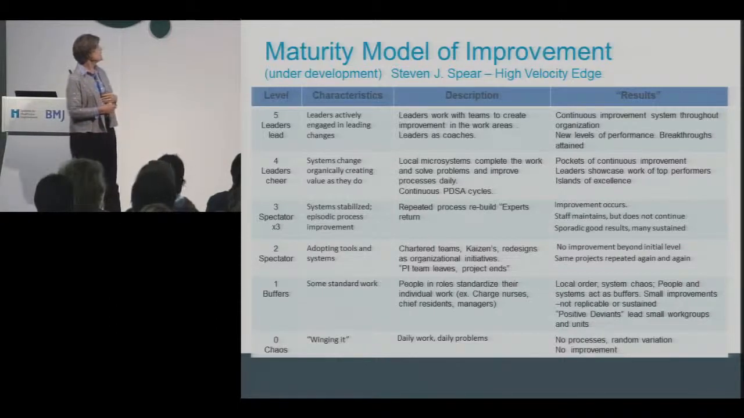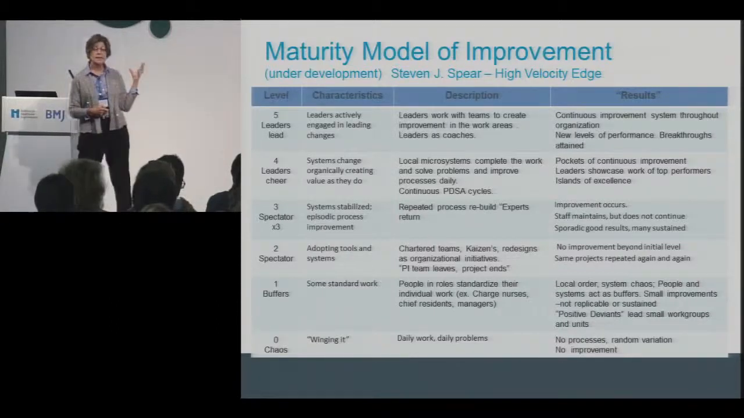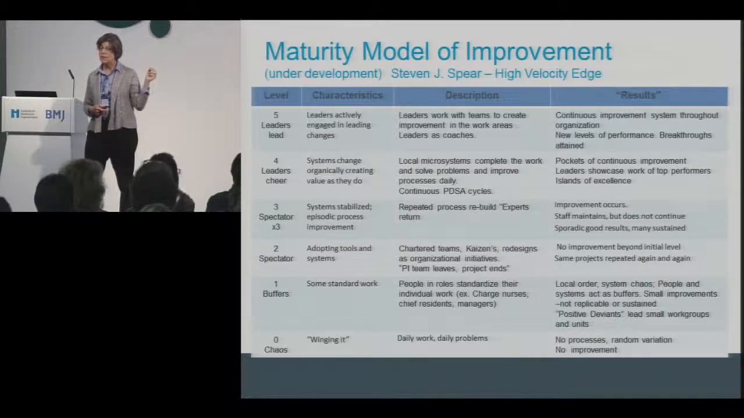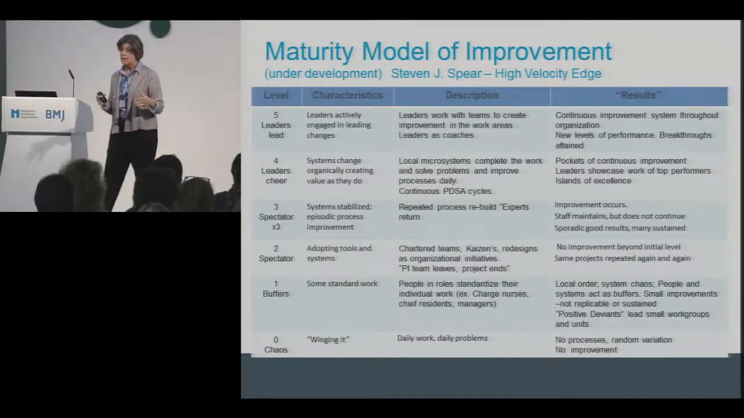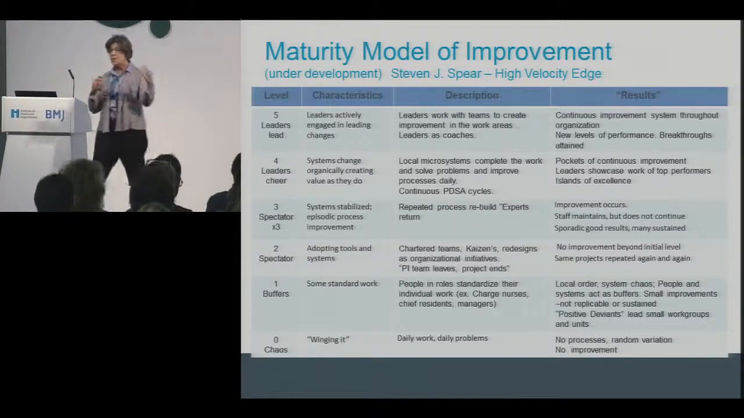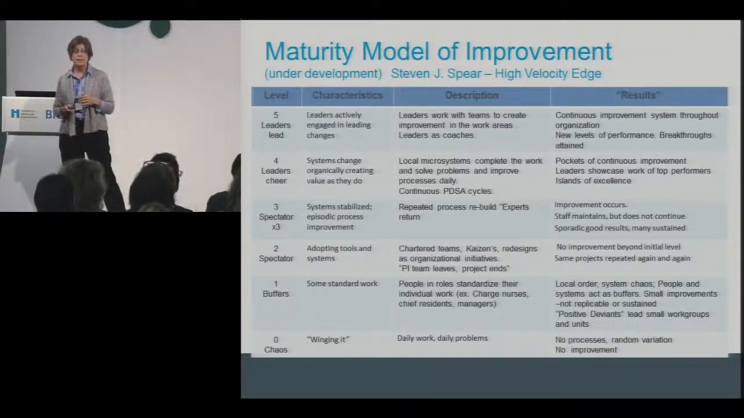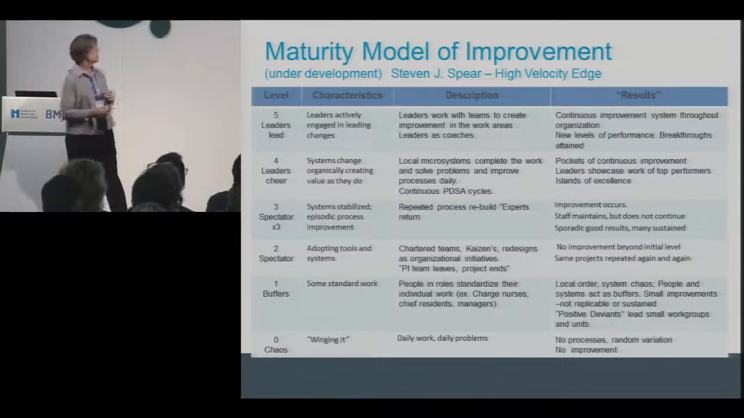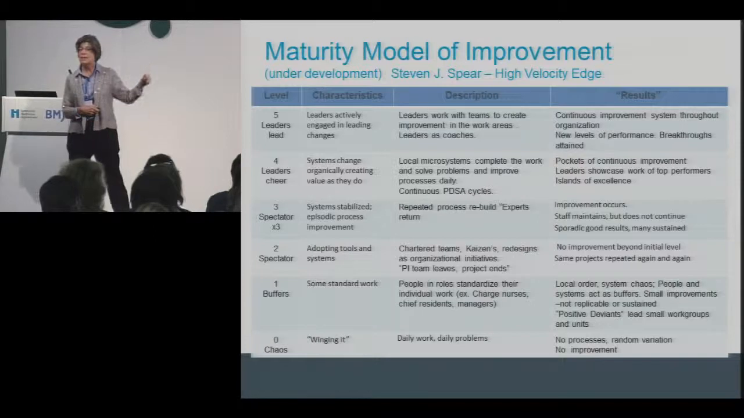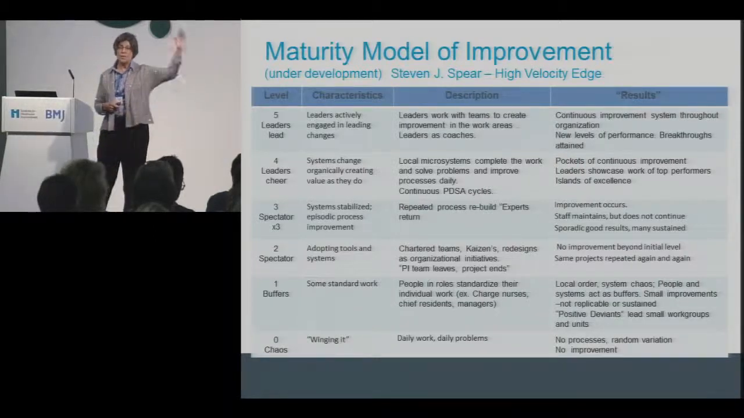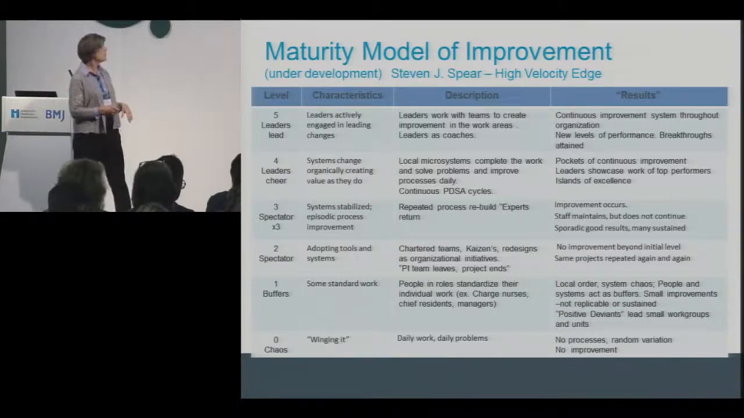The next one is where systems begin to change organically, and they begin to create value. This is when the local unit begins to take charge of their work in some way, and the leaders are leading them along in doing that. That could be from the CEO all the way down to the manager of the unit, beginning to think about working on individual projects within that unit. And they begin to do PDSA cycles continuously on the unit. They don't get permission. They don't wait for the top-down project to reach them. They start to do individual work.